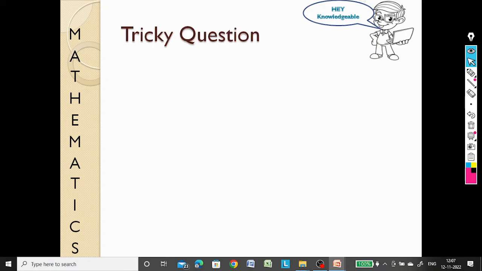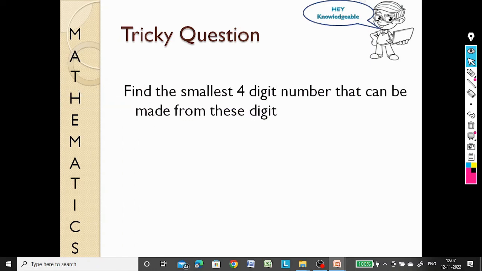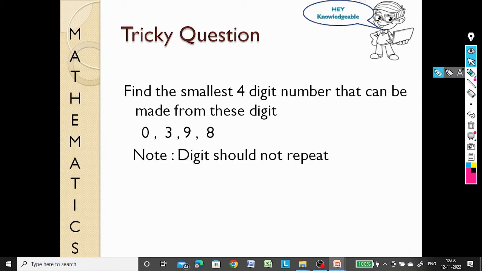Now I will give you a tricky question. Find the smallest 4-digit number that can be made from these digits. It has to be noted that digits should not repeat. Just take care of one thing, that here I have put 0. Try to solve it, pause the video for some time and try to solve. This is a tricky question and the answer is given next, so you will find the answer in the next slide.